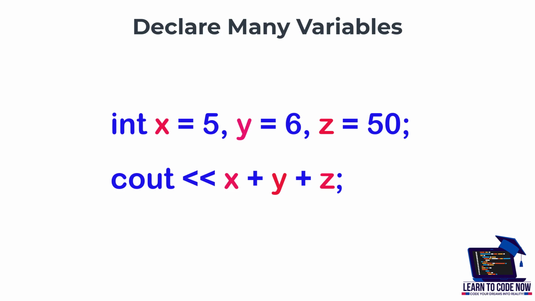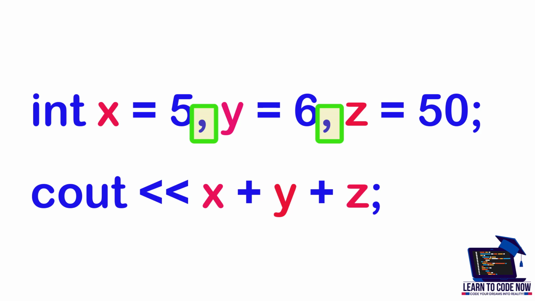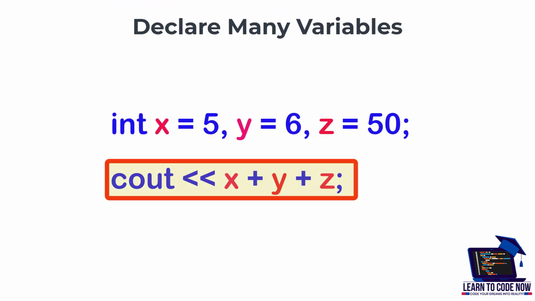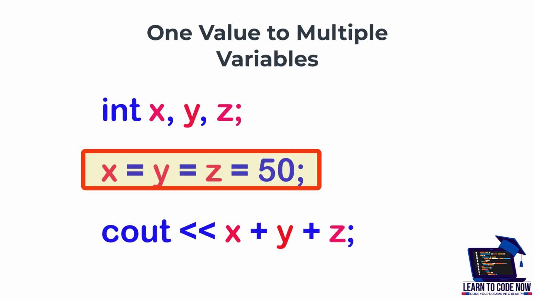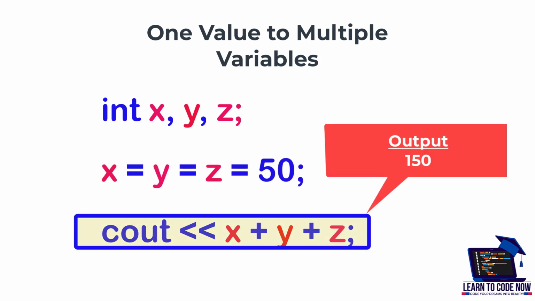In this example, we are declaring many variables. To declare more than one variable of the same type, use a comma separated list. You can see x is equal to 5, then comma, y is equal to 6, then comma, and z is equal to 50. And in cout, we are adding x plus y plus z and you can see the result in the display. So guys, you can also assign the same value to multiple variables in one line. In line number 2, you can see we are assigning 50 to x, y and z, and at the end we are displaying the sum of x plus y plus z, and you can see the output.